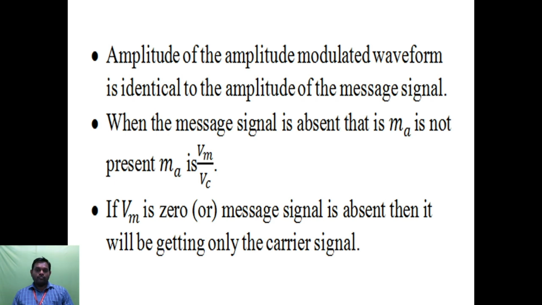The amplitude of the amplitude modulated waveform is identical to the amplitude of the message signal. When the message signal is absent, that is Ma is not present, where Ma is Vm by Vc, called the modulation index. If Vm is 0 or the message signal is absent, then we get only the carrier signal.